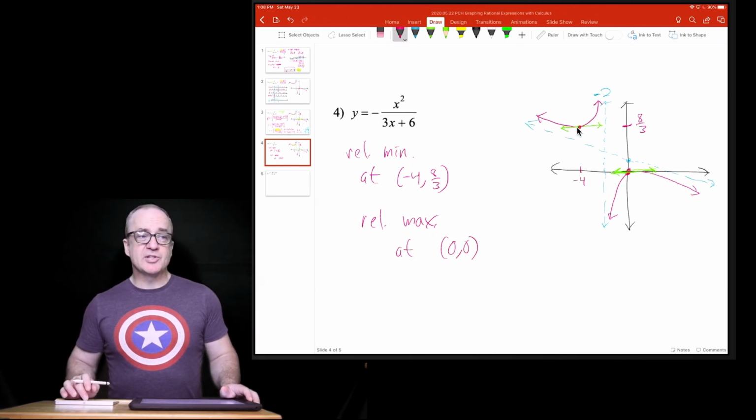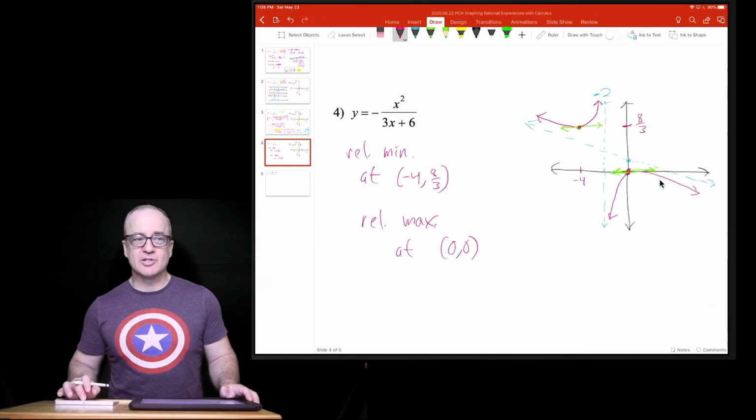Now, if you notice, the minimum is higher than the maximum on this graph. A relative minimum is just that, relative only to the points around it. A relative maximum is relative only compared to the points around it. So there's no discrepancy to a maximum being lower than a minimum on this graph.